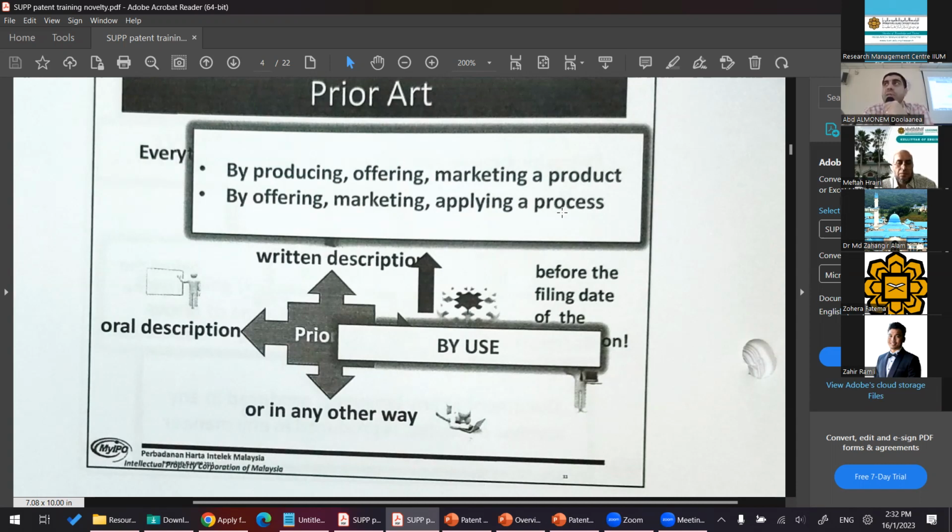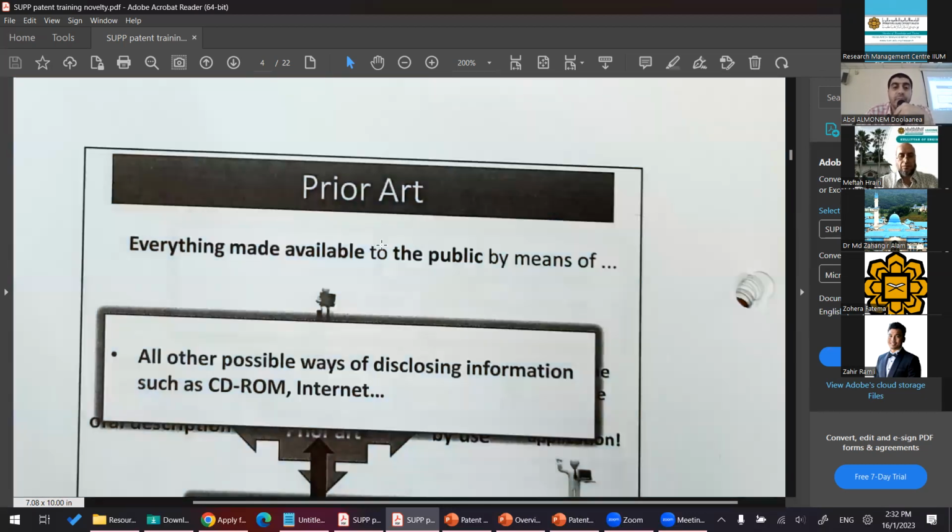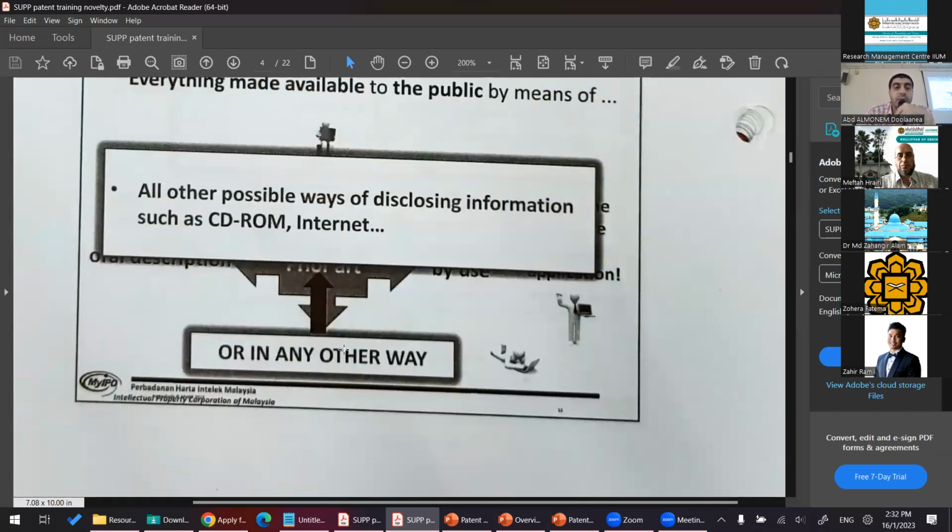If people are using, for example, something for mining or something in farming, but there is no patent for it, just a tool already known to the people in farming, you cannot patent that because it is prior art by use. Even though you search and there's actually no patent, and you think, okay, I will patent this one, you cannot, because it's known to the public by use. There are also all other possible ways of disclosing information, like CD-ROM, internet, anything.